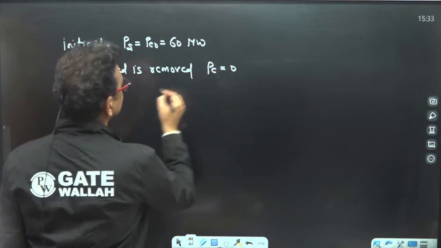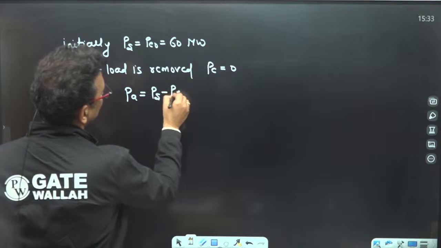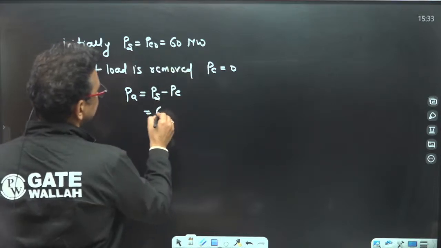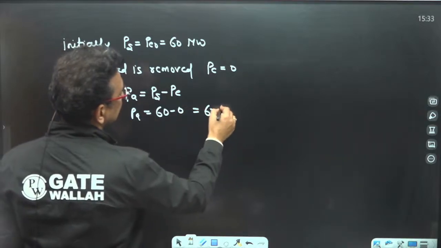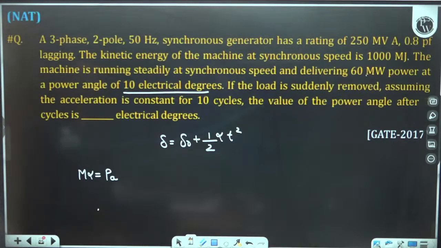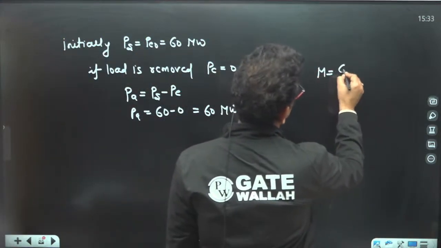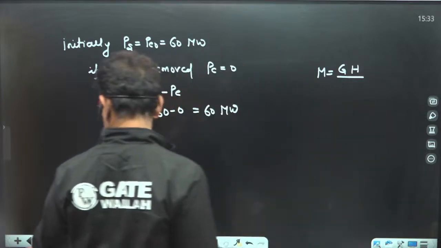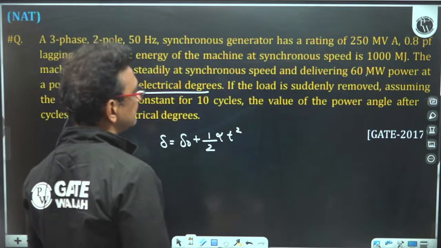The acceleration power is the shaft power minus electrical output power. The shaft power is the same 60, but output power becomes 0. So PA is 60 megawatt. Now find out the value of M. M is GH upon 180 into F in terms of electrical degree. So I will take 180 into F.